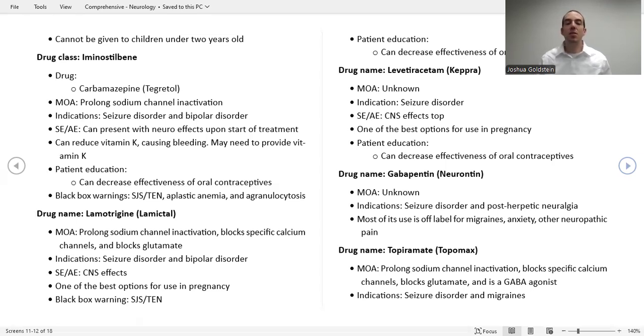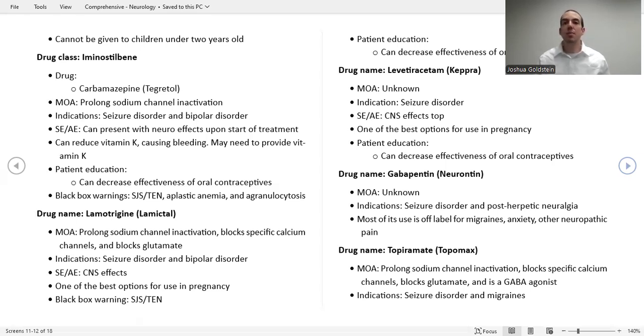This and the next one, levetiracetam, are the 2 best options for a patient who's female of childbearing age or potentially is already pregnant. We need to figure out their anti-seizure medication for the duration of pregnancy. This does also have that black box warning for SJS and TEN. So that means as a nurse, you need to keep monitoring for any signs of any dermatological issues. And again, this has the same issue that it decreases the effectiveness of our birth control.